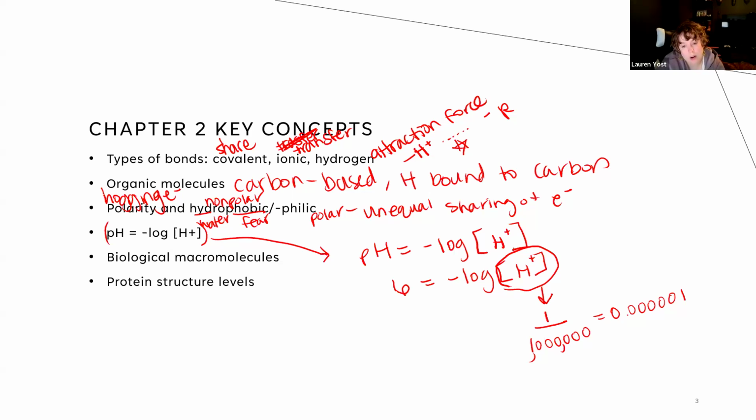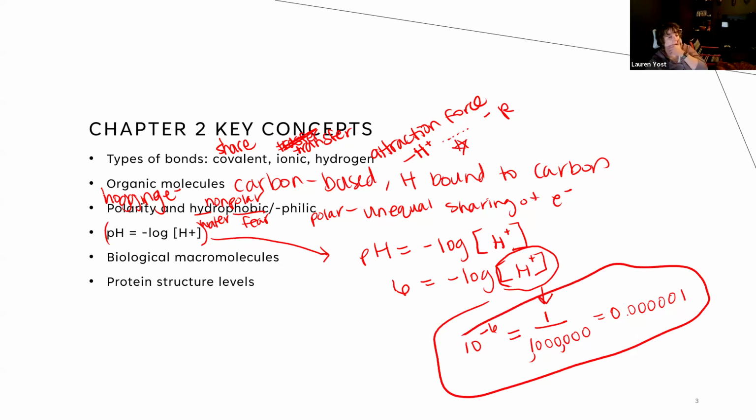You can also look at this as 1 over a million is the same thing as 10 to the negative 6. Those are the same thing. These are all the same numbers right here. And that's where we're getting the 6 from. The negative log of 10 to the negative 6 is 6. So the negative is talking about it being an inverse. The log is talking about it being in base 10. And then we can apply those rules to our concentration of hydrogen ions.